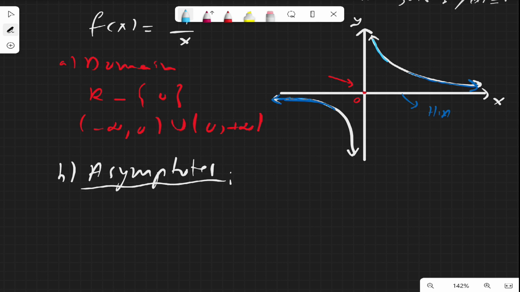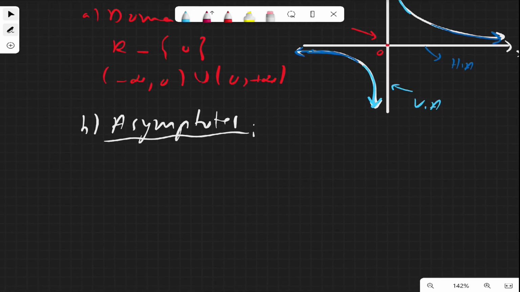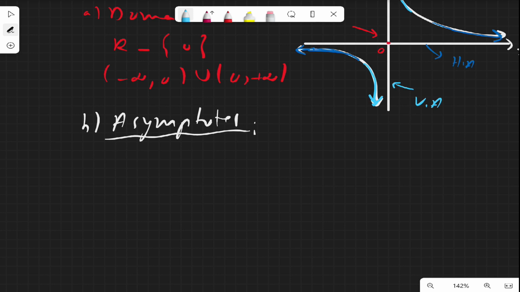Upward and downward, the graph is going very close to the y-axis. So this is what we call the vertical asymptote. So the vertical asymptote is x equals 0. The horizontal asymptote is y equals 0.